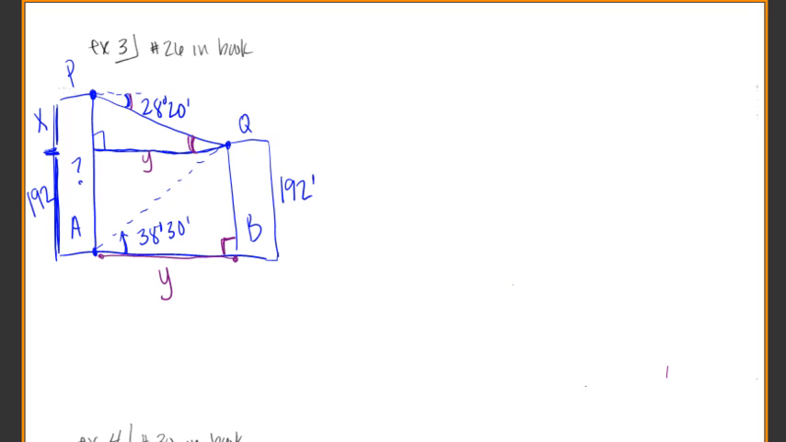Okay, so in this right triangle, we have an angle. We know the side that's opposite it, and we want to find the side that's adjacent. So what involves an angle, opposite and adjacent? It has nothing to do with the hypotenuse. Well, it's tangent again. So the tangent of 38 degrees 30 minutes is going to be the side opposite, 192, over the side adjacent, y.